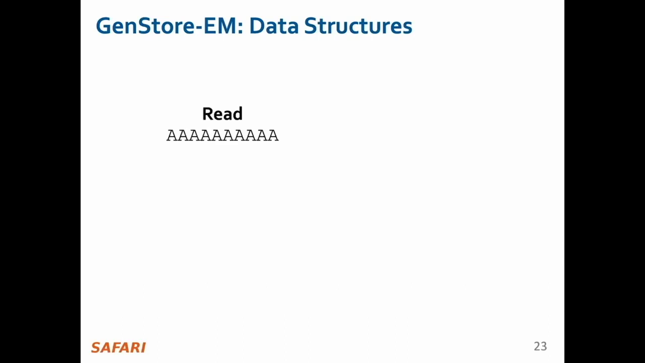Now let's look at this key idea of GenStore EM with a simplified example in which each short read consists of 10 characters. Usually a short read can be a few hundred characters, let's say 150 or around that range. But for simplicity, I'm just going to use a read data set in which each read has 10 characters.